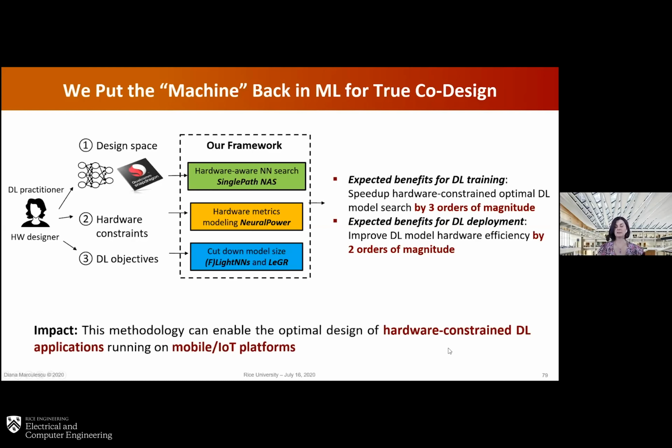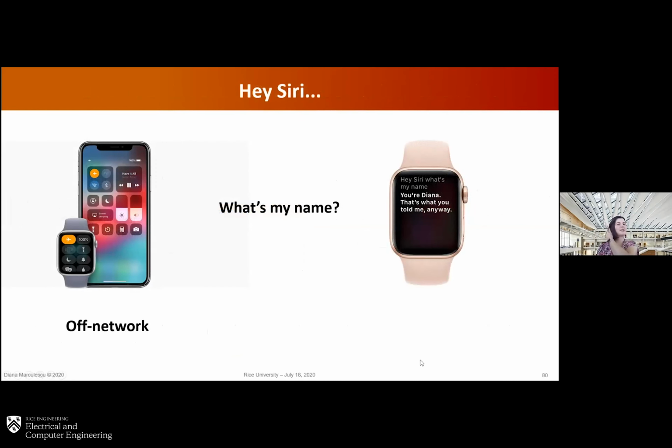So this is really something that can take us at putting together both the hardware and the machine learning together in a co-design approach. If you were to put this together in a platform that would push everything onto edge devices, eventually speech recognition would run on your smartwatch. And when you ask the question, "What's my name?" my watch would be able to actually say, "You're Diana. That's what you told me anyway."